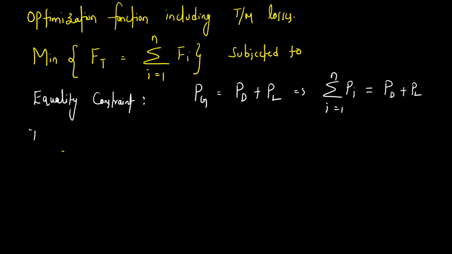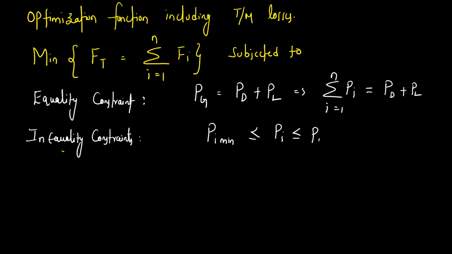And what are the inequality constraints? The inequality constraints are Pi minimum should be less than or equal to Pi, which should be less than or equal to Pi max, for i equals 1 to n. So there are n inequality constraints and one equality constraint, which we have to consider.